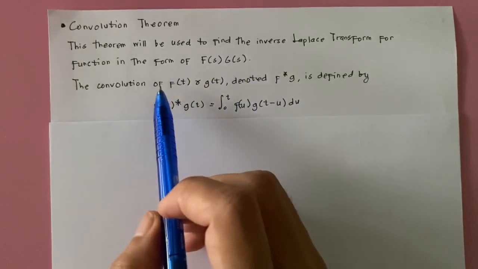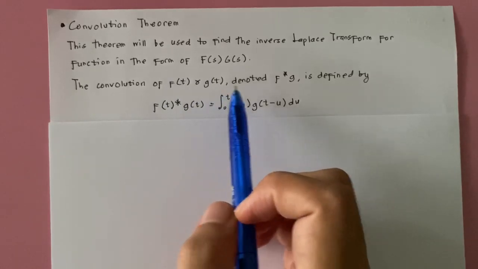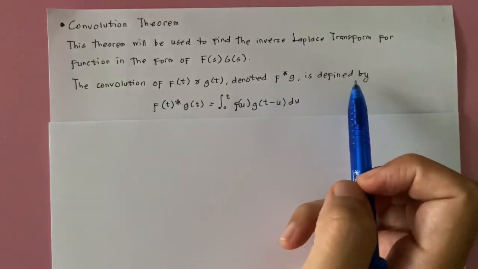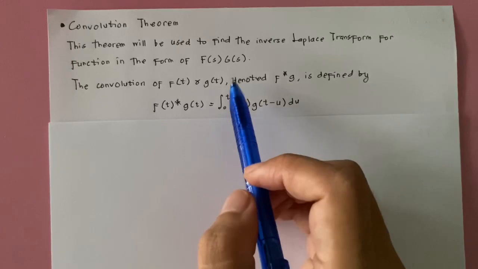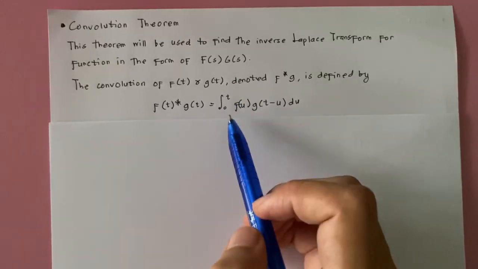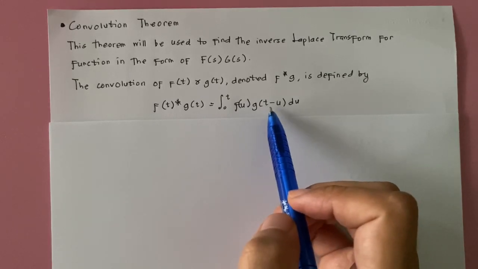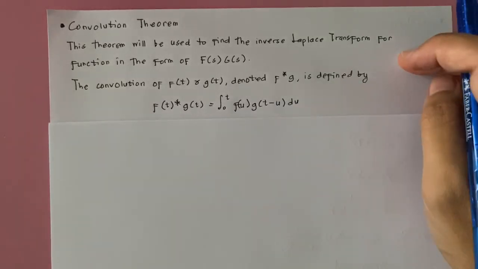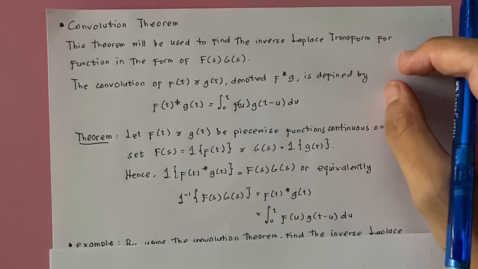So the convolution of f(t) and g(t), denoted as f star g, is defined by f star g equal to the integration from 0 to t of f(u) g(t minus u) du. So for the convolution theorem, you need to solve for integration from 0 to t. Okay, so this is the theorem.